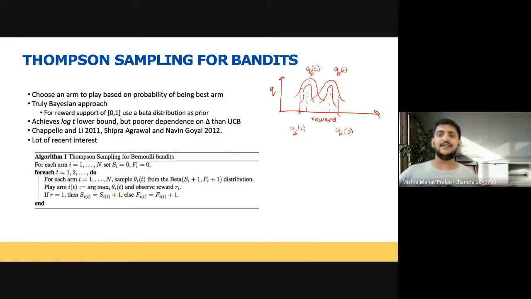Of course, the RL agent, or the agent which is playing the bandit game, doesn't have access to this true distribution. So that's why we make some underlying assumption of the distribution of whatever the true value could be, and based on that, we are updating our estimate.